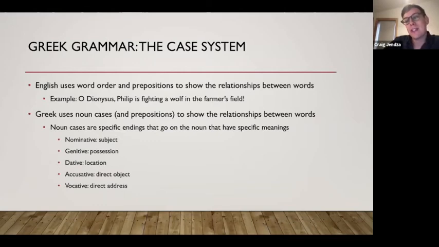Greek uses a different system. It's called a case system, and they use noun cases to show the relationship between words. What this means is they put specific endings on the words, and those endings will mean grammatical things. They'll give grammatical information to you. So there are different cases, and they'll show things like the subject or possession or location or things like that. When you're learning Greek, you're not so much learning word order, but you're learning a series of endings, and those endings will help tell you that word's the subject, or that word's the direct object, or something like that.